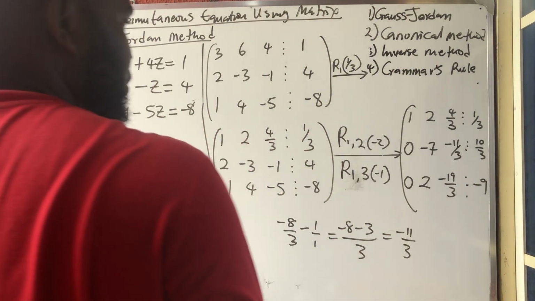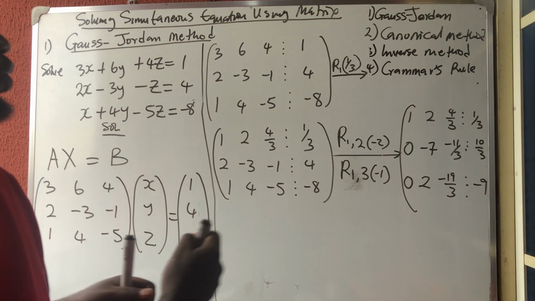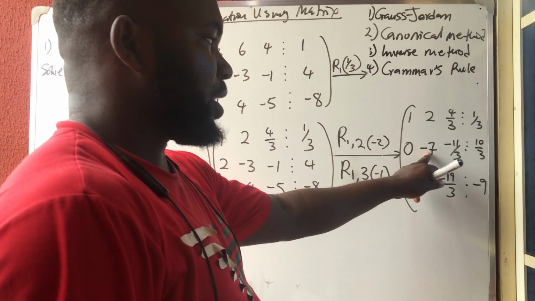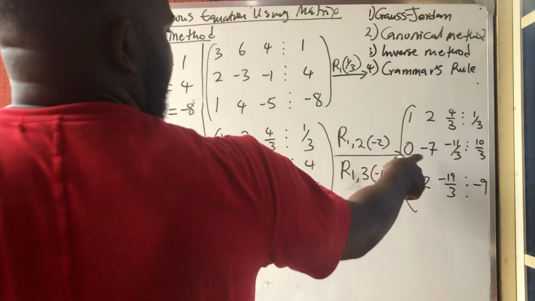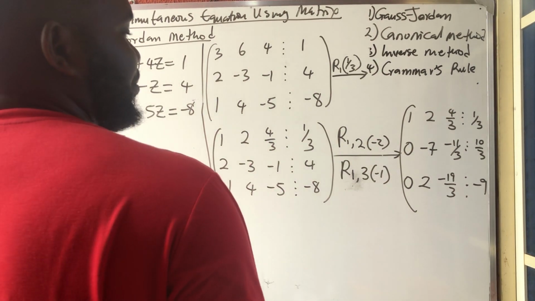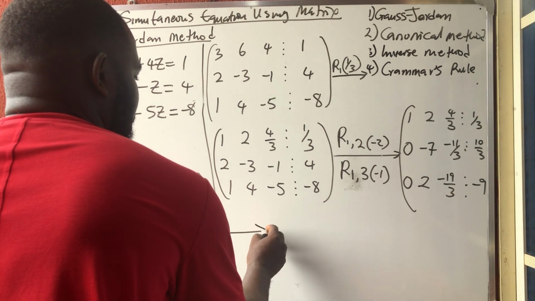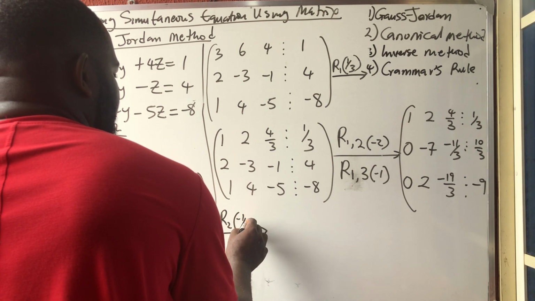Okay. So since we have this, the next thing to do is to make this place 1 again. If here you make 1, here will not be 0. Finally you make here 1, you are done. So let us make here 1. How do you make here 1? By multiplying by the inverse. Inverse of minus 7 is minus 1 over 7. So what we are doing next is multiplying row 2 by minus 1 over 7.